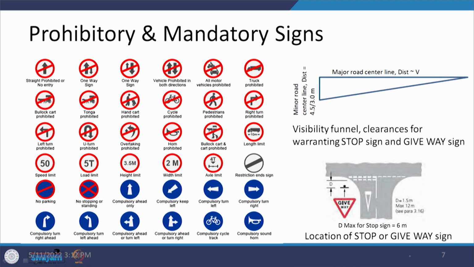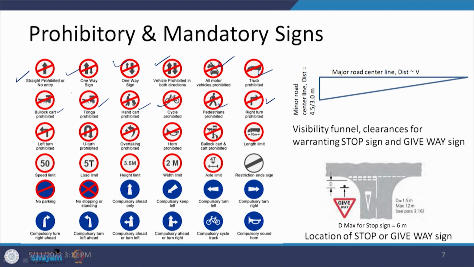What you can see is a number of prohibitory or mandatory signs being defined here. There is a prohibition to go ahead, or there is a one way sign, where traffic can move in only one particular direction. What direction it can move in is defined by which arrow is cut and which is not cut. Or there is a condition that the street has been declared a vehicle free street, so movement in both directions has been stopped. It may be a temporary condition, it may be a permanent condition. Motor vehicles are prohibited, or trucks are prohibited, right turn is prohibited, or pedestrians are not allowed, or cycles, hand carts, tongas or bullock carts are not allowed.